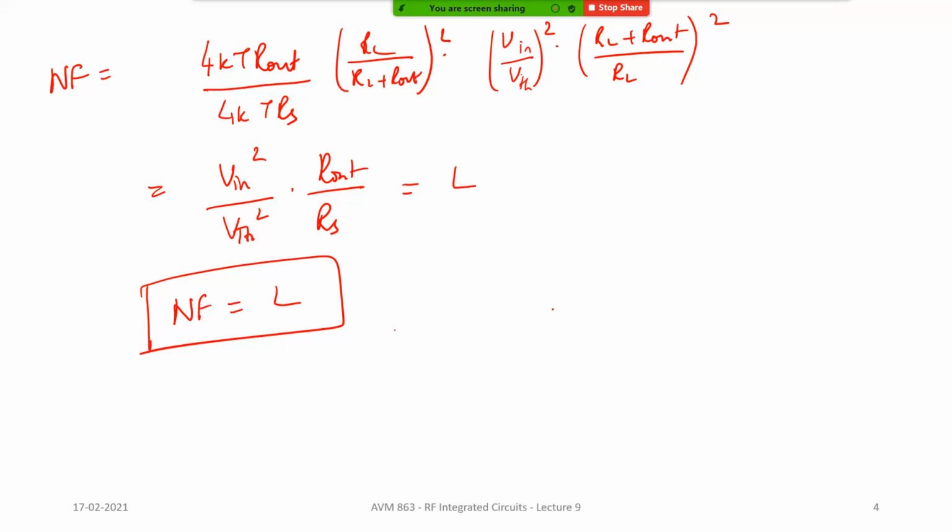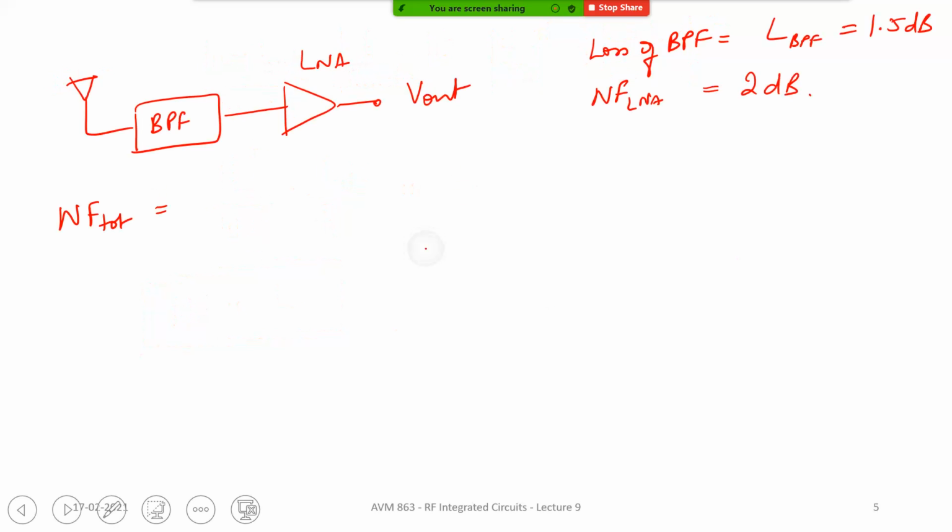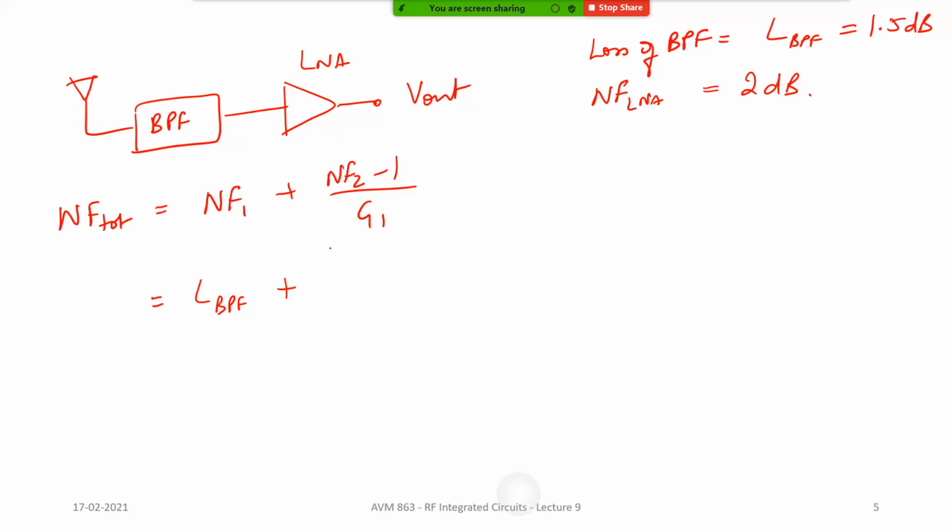So the noise figure of any loss element is equal to the loss value. If you apply the Friis formula, it is NF1 plus (NF2 minus 1) divided by the gain of the first stage. So what is NF1 here? It is basically L_BPF, plus the noise figure of the LNA minus 1, divided by the gain of the previous stage. So what is the gain of the bandpass filter? 1?